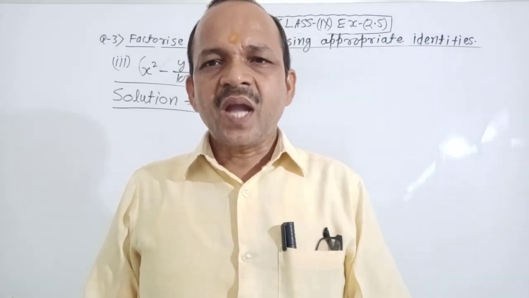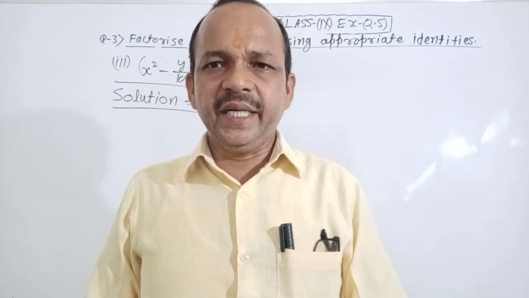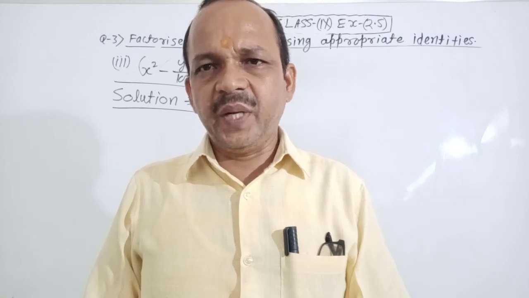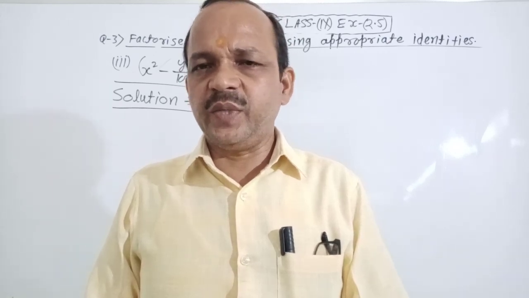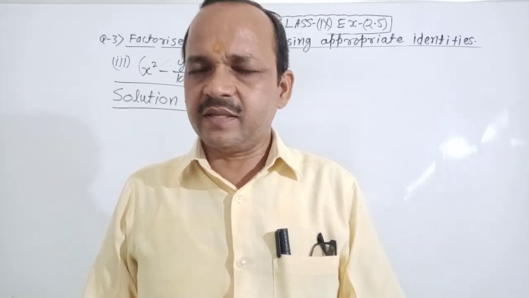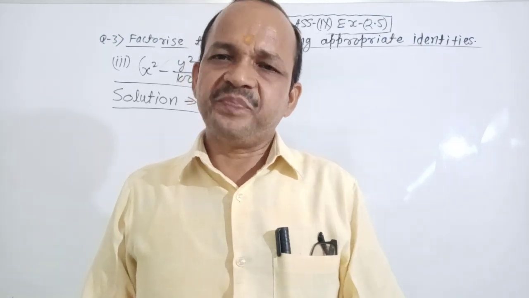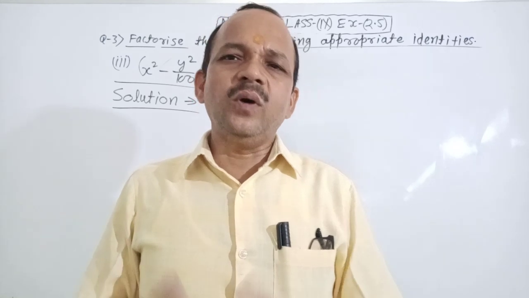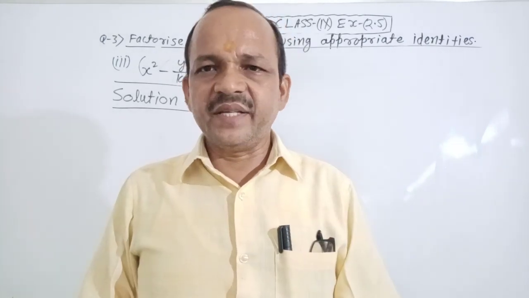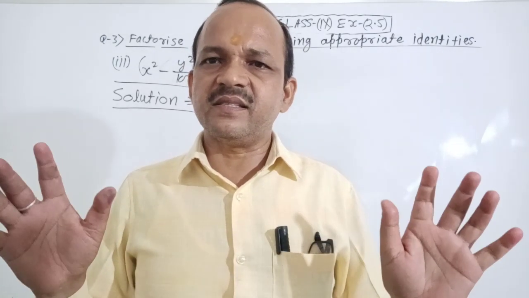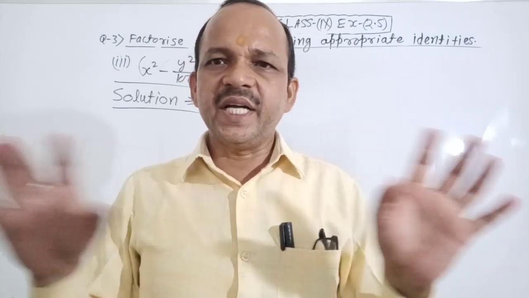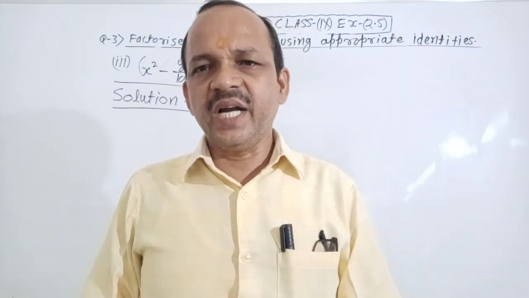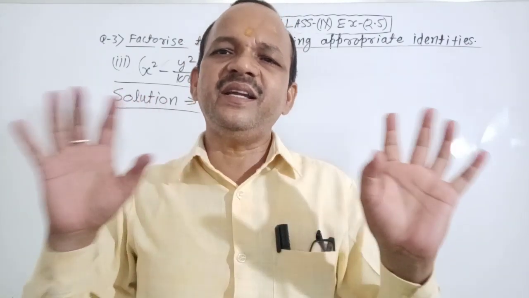Next identity: (x plus a)(x plus b) equals x square plus (a plus b) multiplied by x plus a multiplied by b, and so on. These are the identities. You can solve your question very easily with the help of these identities. Is it clear? No confusion about it? Very good. It is very easy.